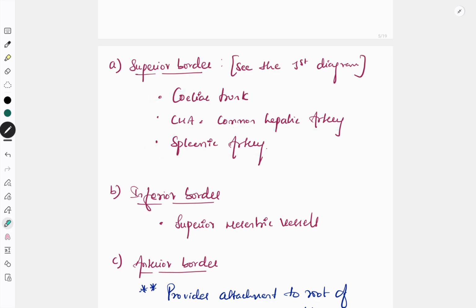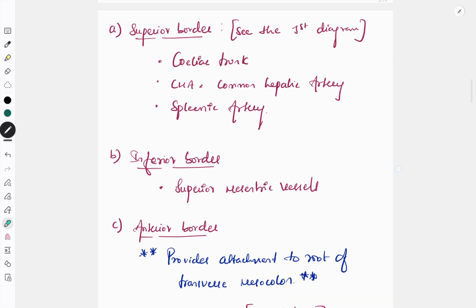This is how you're supposed to do in the exams. You just have to make sure that you draw that diagram very nicely and visualize it, and then you can just look at the diagram and write down the things. You don't have to by heart everything. So inferior border is related to the superior mesenteric vessels. We saw in the diagram, right? This is the head of the pancreas and they were coming out like this. So the inferior border of the body of the pancreas. This is the body. So it is related to the superior mesenteric vessels.